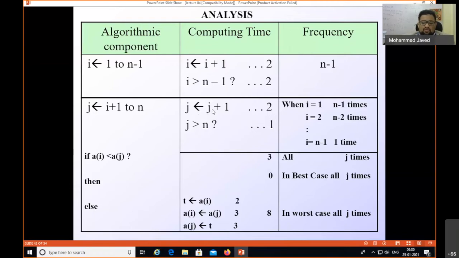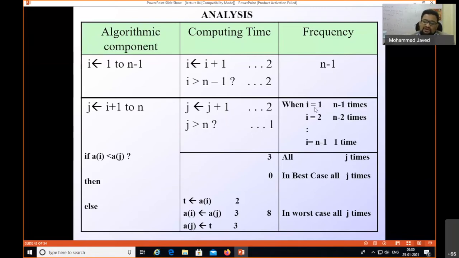Because j goes from j plus 1 to 1, right? So j plus 1 to 1. So here you can see that when i equals 1, the j loop runs n minus 1 times. When i equals 2, the j loop runs n minus 2 times. When i equals n minus 1, it will run one time. So now this is very, very interesting.